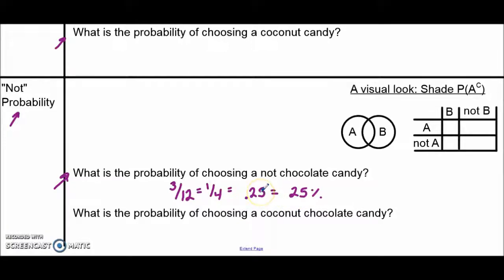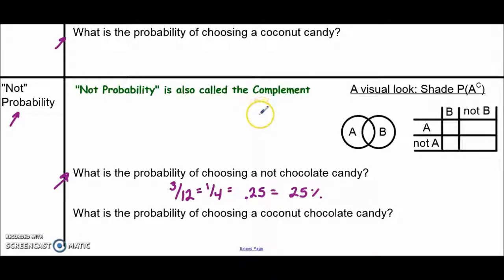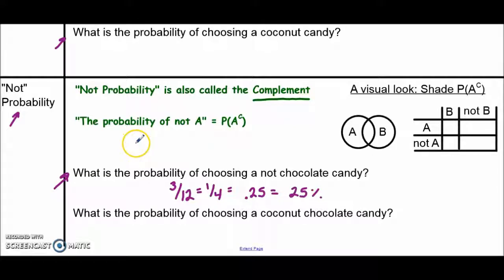Now, what about the details of not probability? Turns out that not probability, or the probability that something doesn't happen, is also called the complement. Now, just like before, we've got a shorter way of writing the probability of not something happening. So the probability of not A is written P in parentheses A with a little c up here as a superscript, almost looking like an exponent. That c stands for complement.